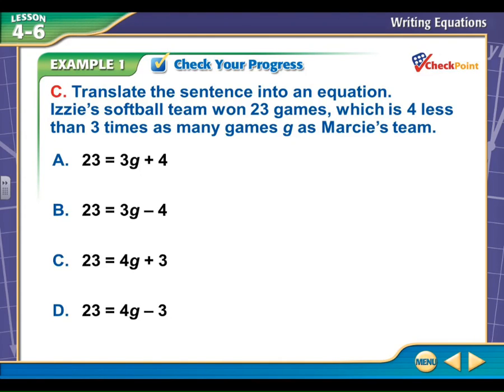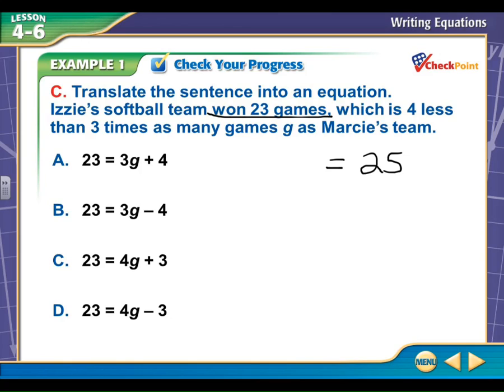Translate this sentence into an equation. Izzy's softball team won 23 games, which is 4 less than 3 times as many games as Marcy's team. We're going to let G represent games, but we don't know how many games Marcy's team won. So I'm going to find my important information. The team won 23 games. That's a total, so I'm going to let that equal 23.